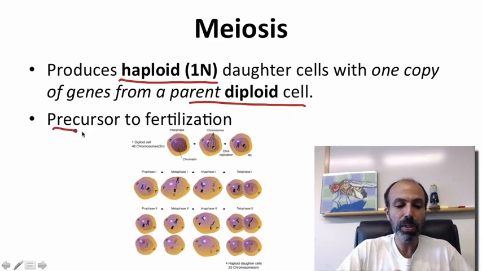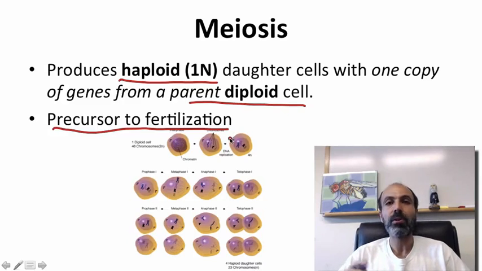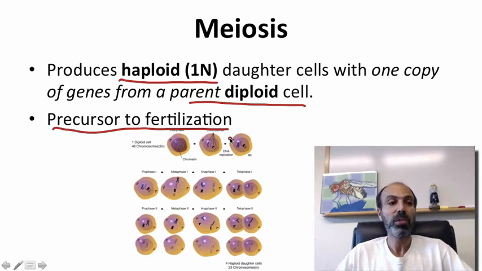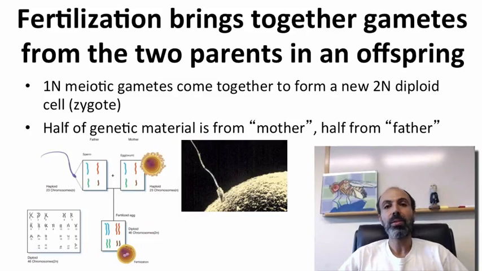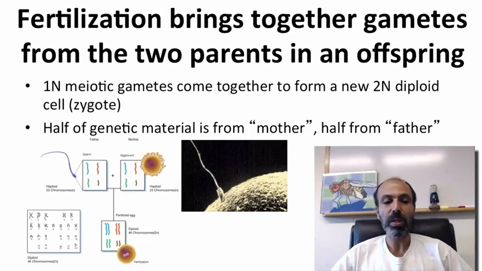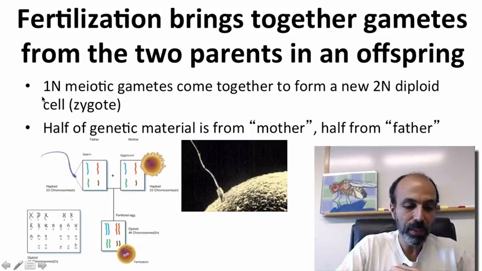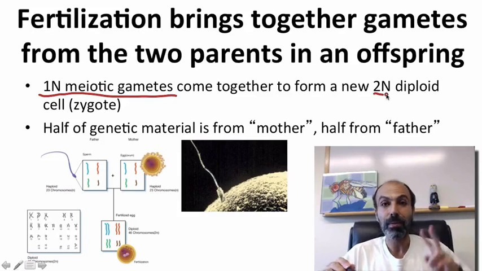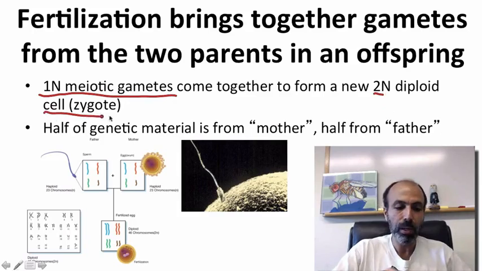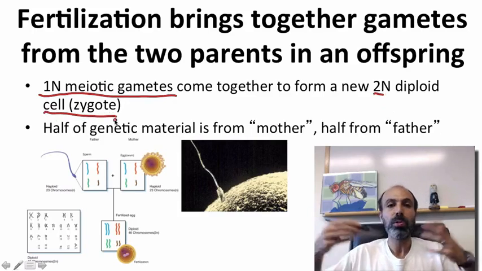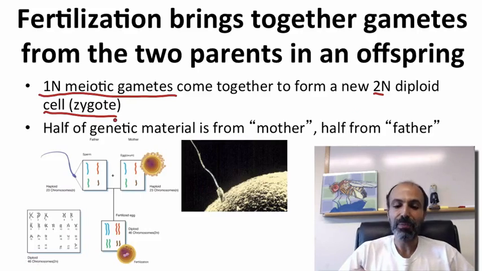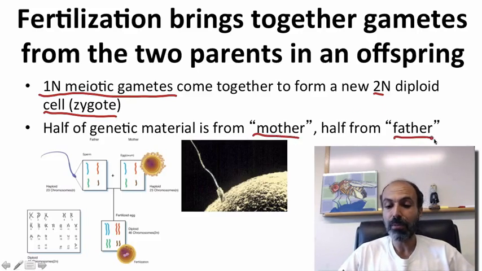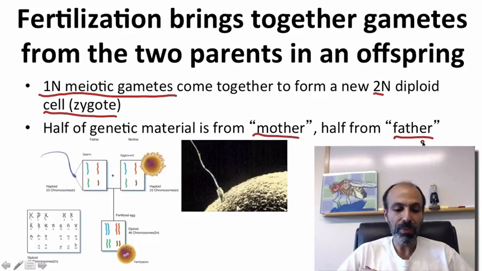This is typically the precursor to fertilization. This is what allows it such that when you have kids, they also have 2 copies. Now, fertilization is what brings together the gametes of 2 parents into an offspring. So you have these single copies, these 1N meiotic gametes, coming together to make a new 2N, having 2 copies, diploid cell, which would be you, for example, or your kid. Again, half the genetic material is from mom, half is from dad. So we have this sort of union.